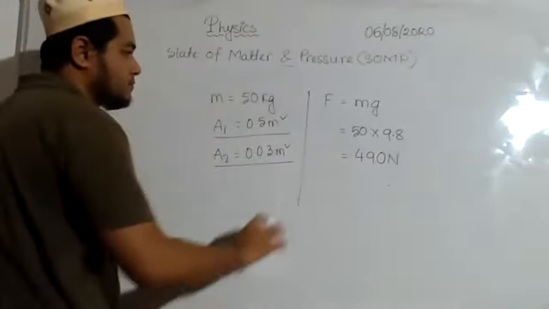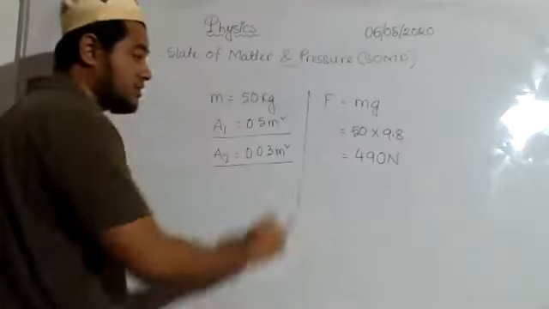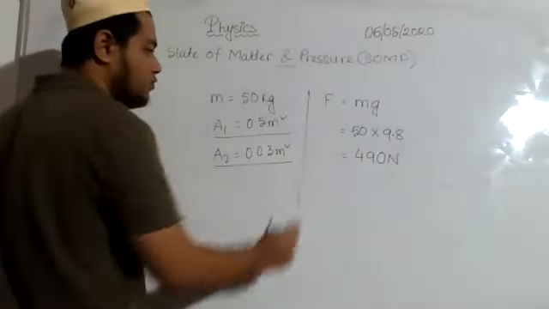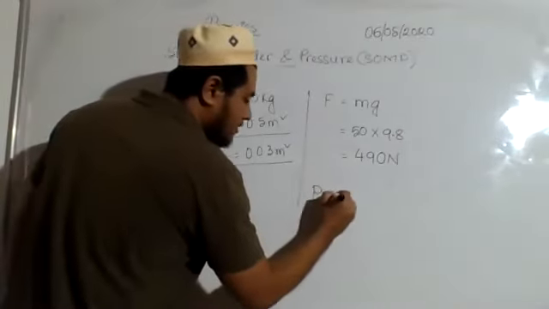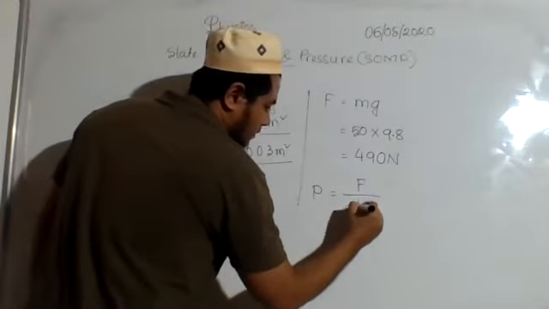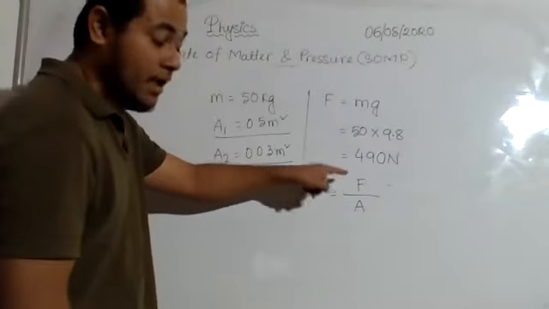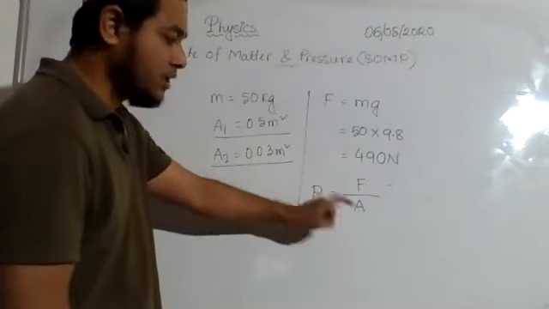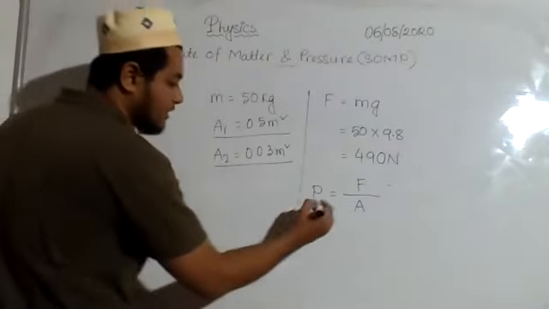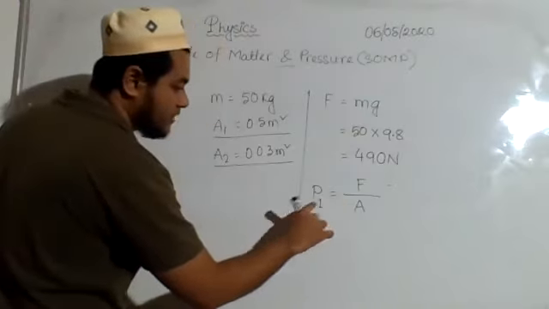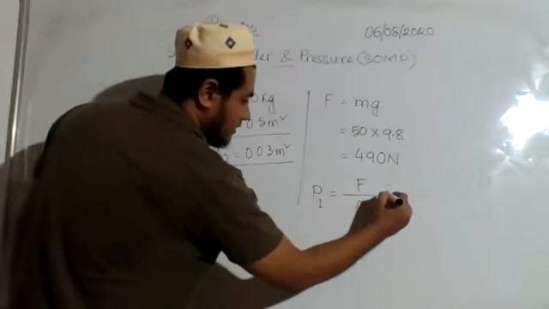So this is the weight, and that is equal to the force. Now why did I calculate the force? Because if I want to calculate the pressure, I must know the force and I must know the area. So let us say I'm calculating the pressure in the first case, so I will take the area of the first case.